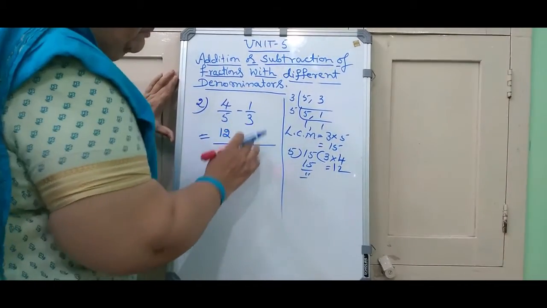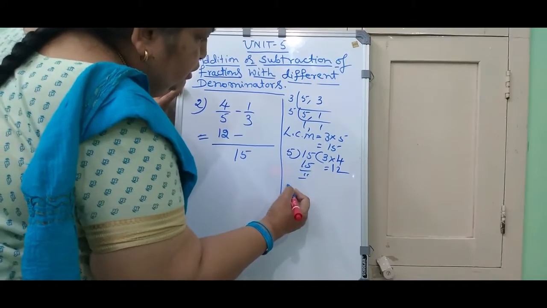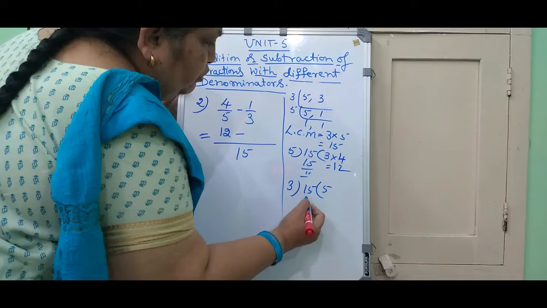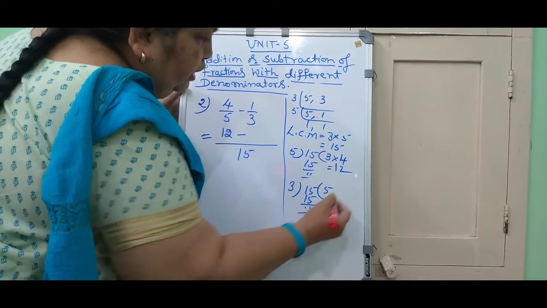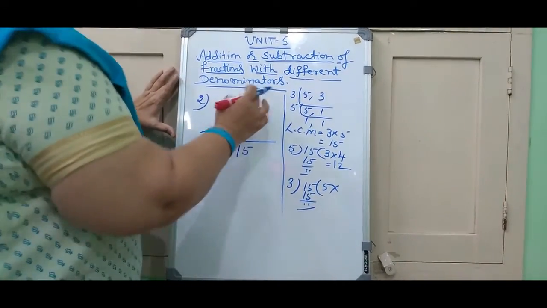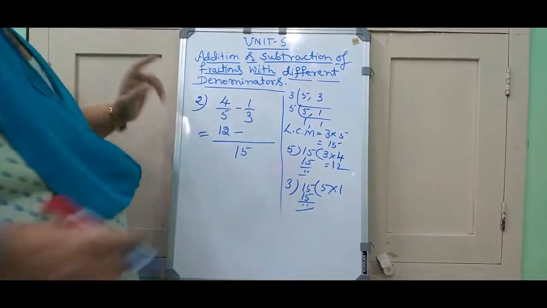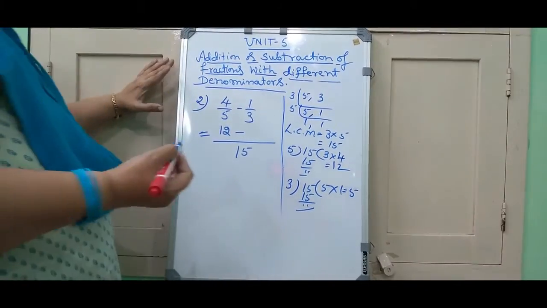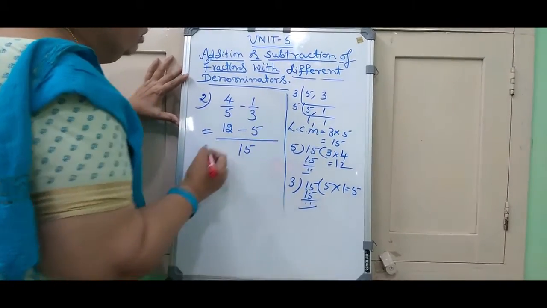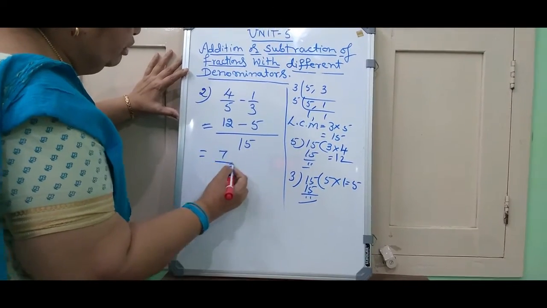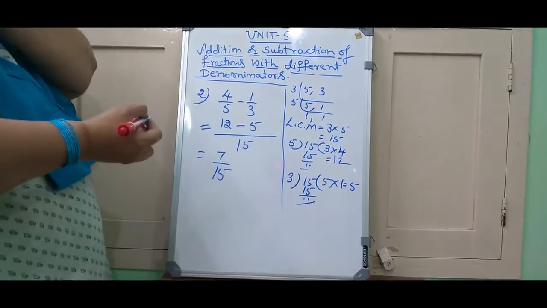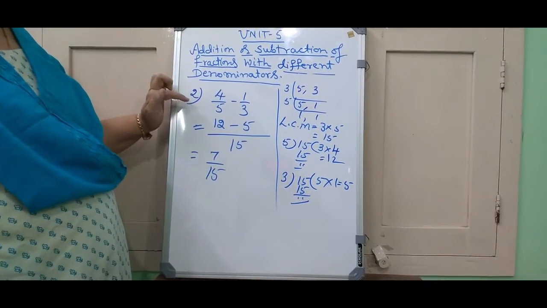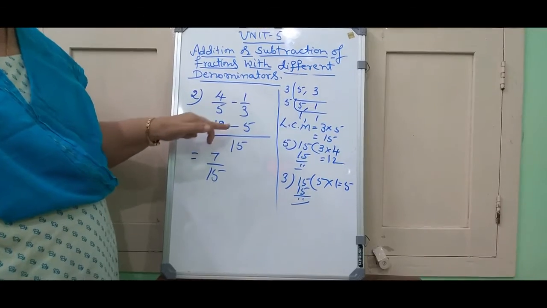Again, the next step is to consider the second fraction. The denominator is 3, the LCM is 15. So 3 5s are 15. This 5 must be multiplied by only 1 because in 1 by 3, 1 is the numerator. So 5 ones are 5. Okay, so here now 12 minus 5 is 7 by 15. As I told you earlier, it is 12 by 15 minus 5 by 15.